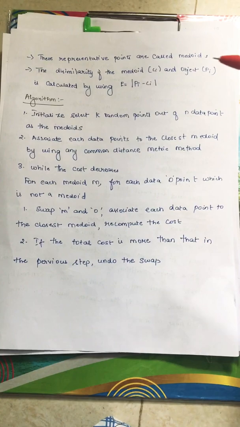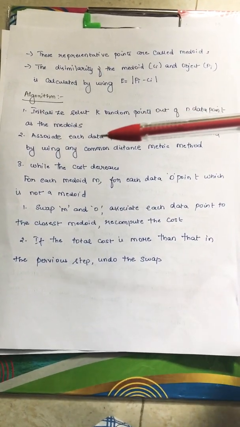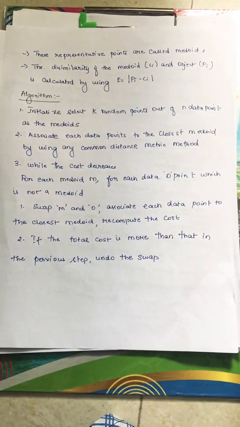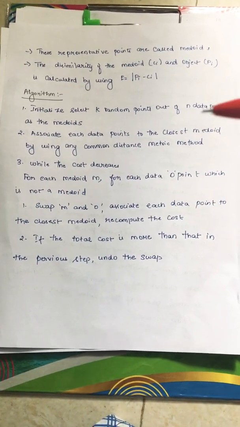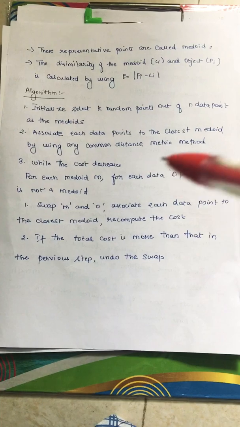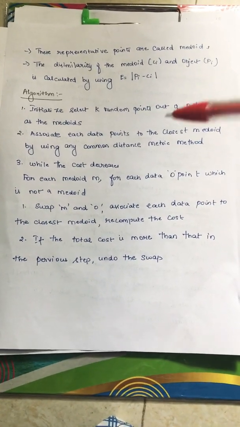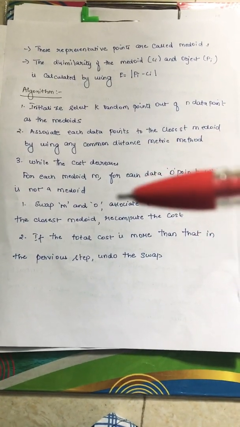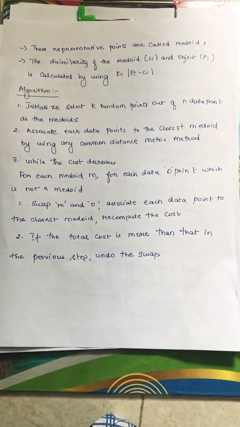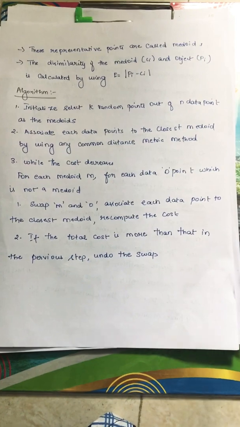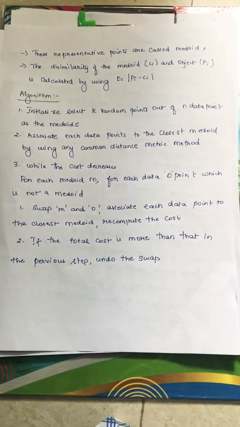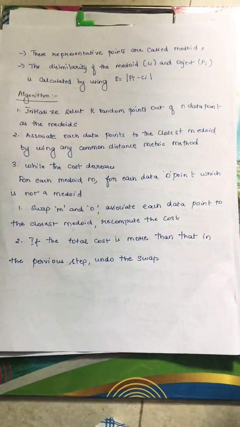Okay, so this will be your algorithm. Initially you take K random points from your n data points, and find the distance using any distance metric method. The next step is to find the cost. If the cost is decreasing, you do two things: swap M and O, associate the data points to the closest medoid, and recompute the cost. If the total cost is more than the previous step, we stop and undo the swap.